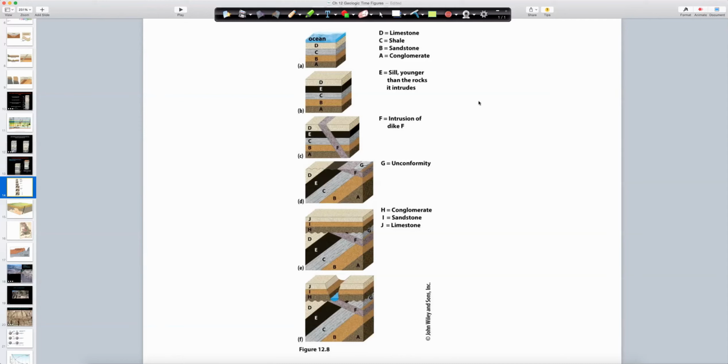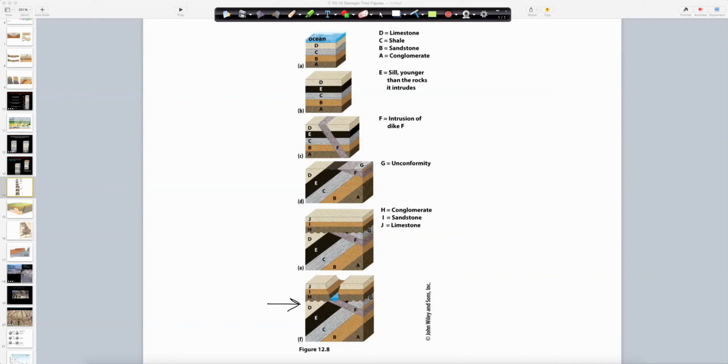Okay, this is section 12-4, and in this section we're going to talk about relative age dating and really how you do it. So this is what you would see in the rock record. Down here is F. This is the ending point, so this is what we would use to go back and look through geologic time to picture what was happening.